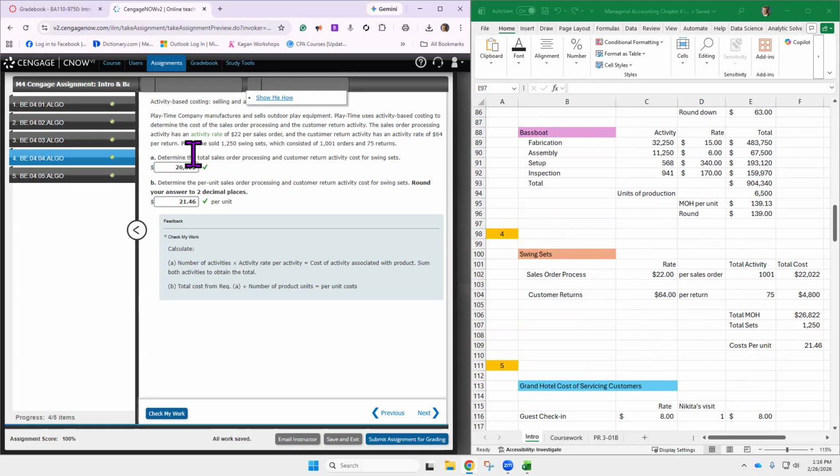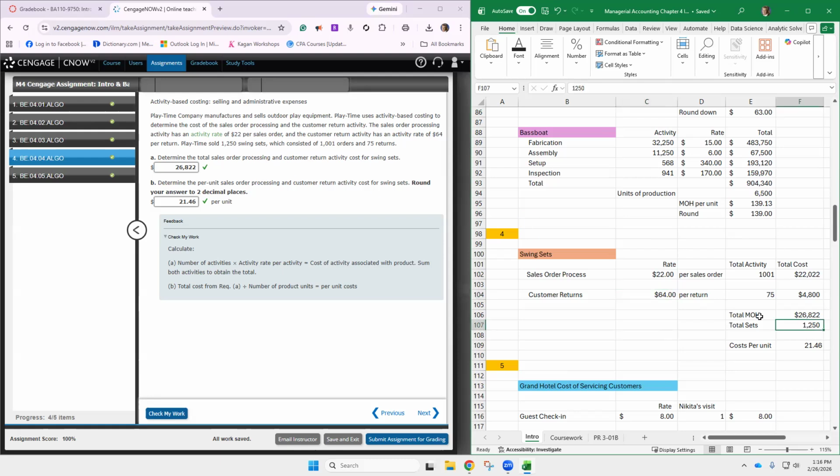Most departments or different functions of a business have different overheads. So that's not uncommon. All right, we've got the sales order process and the customer returns. We've got the rate plugged in for each of those. So the activity rate was $22 per sales order, and the customer return activity has an activity rate of $64 per return. So we put that in, and then they sold a total of 1,250 swing sets.